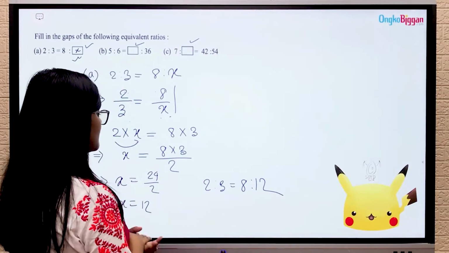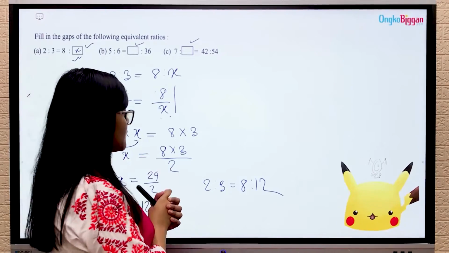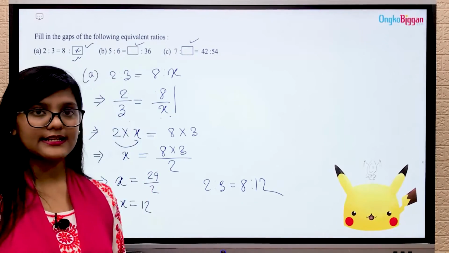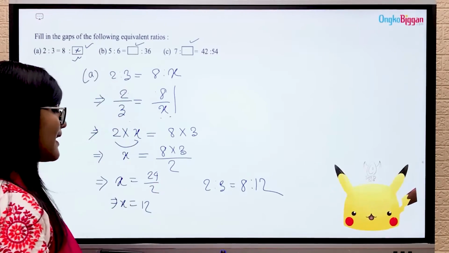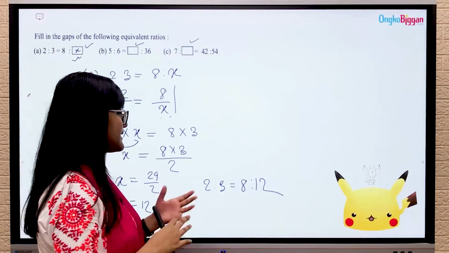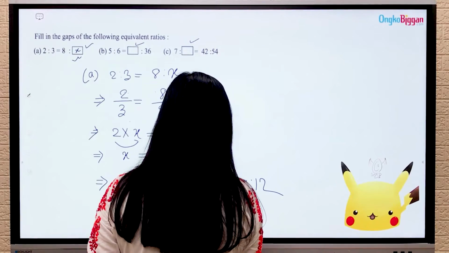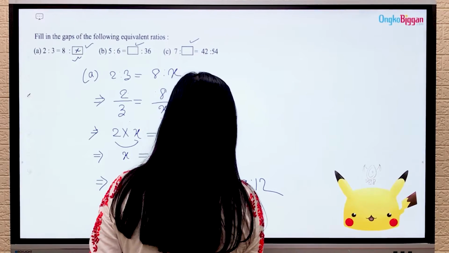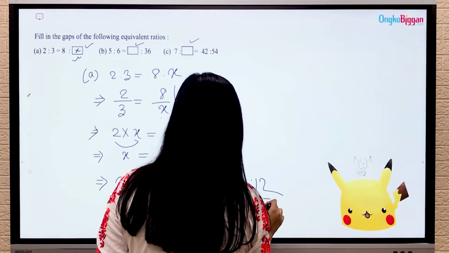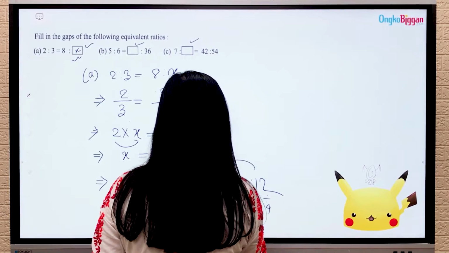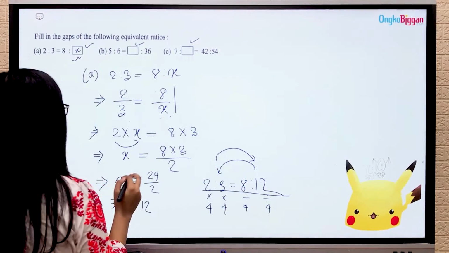So we know equivalent ratios are those ratios where, if we multiply both the antecedent and consequent, or divide them by a certain number, we get back the same thing. That means in this case, if we multiply both sides by 4, we are getting this. Also, if we divide by 4 on both sides, we are getting this. So these are equivalent ratios to each other.